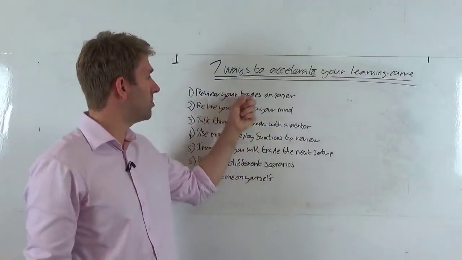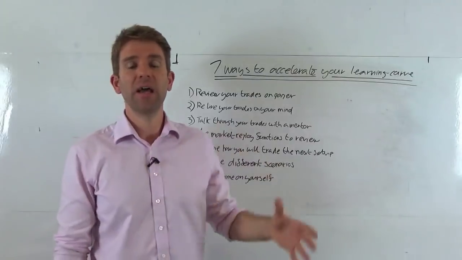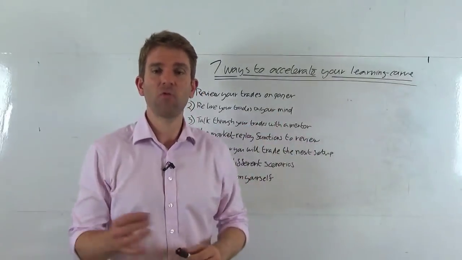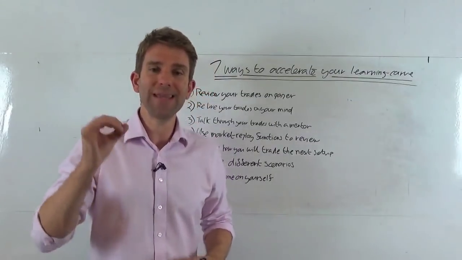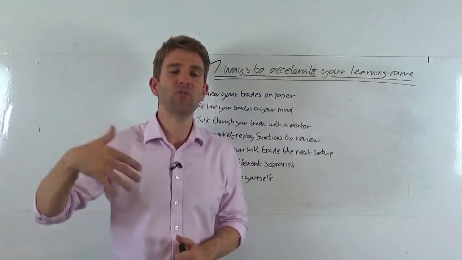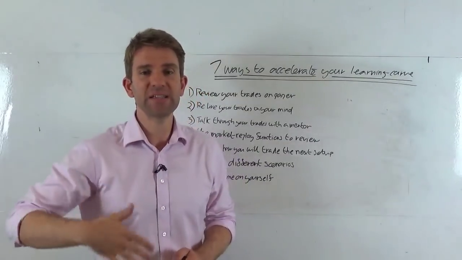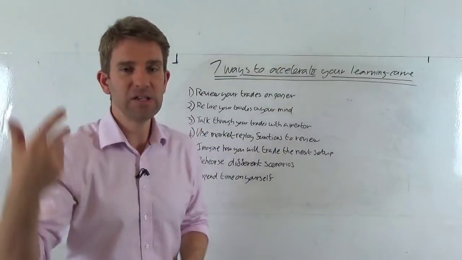So the first thing we do is we review our trades on paper. Let's say we've taken a trade. We then write it down. We print off the chart and we write down exactly what we did and how we executed it. That is giving another repetition to the trade. It's giving us an extra bit of experience that our mind is leveraging on.